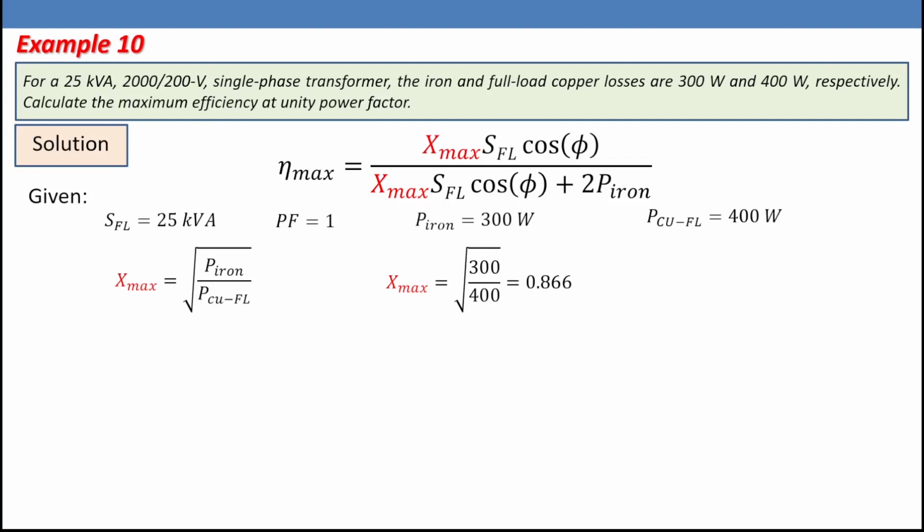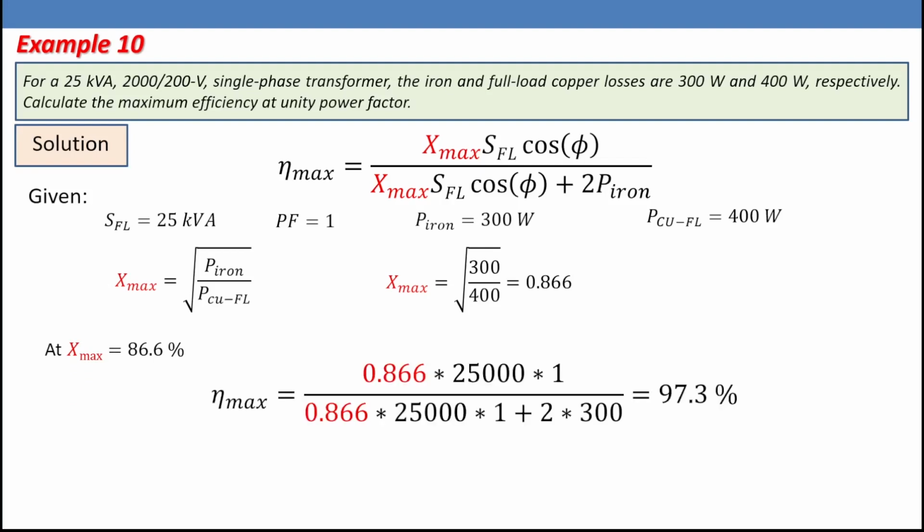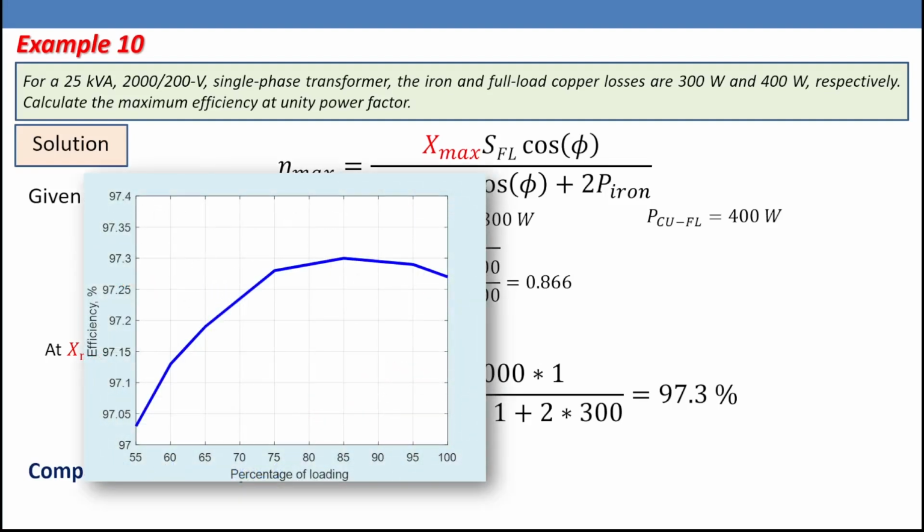Please note that this is not 100%. So the maximum efficiency is not occurring at the full load point. It occurs at 86.6% of loading. So at x maximum equals 86.6%, eta maximum equals 97.3%. Please refer back to example number 9 and compare the results. But I'm going to bring for you here the curve which we plotted in example number 9. And if you look at this point, you are going to find a maximum point which almost occurs at 86.6%, 97.3% efficiency.